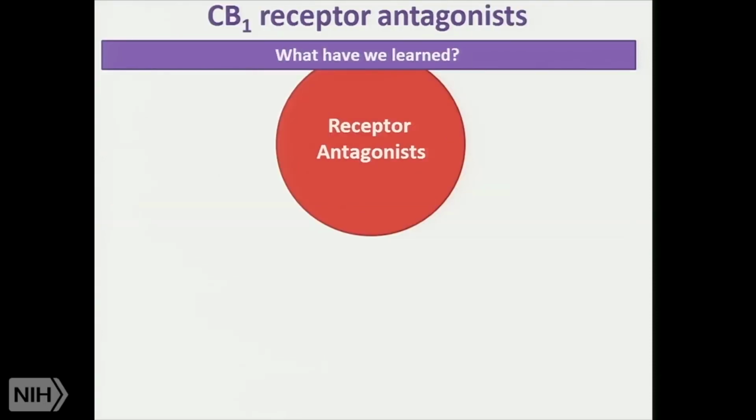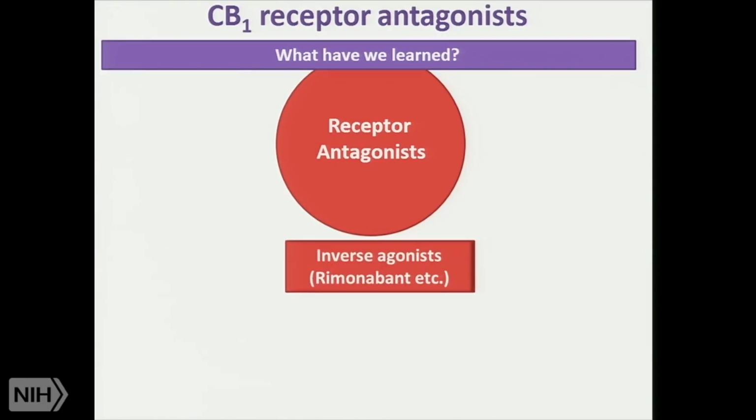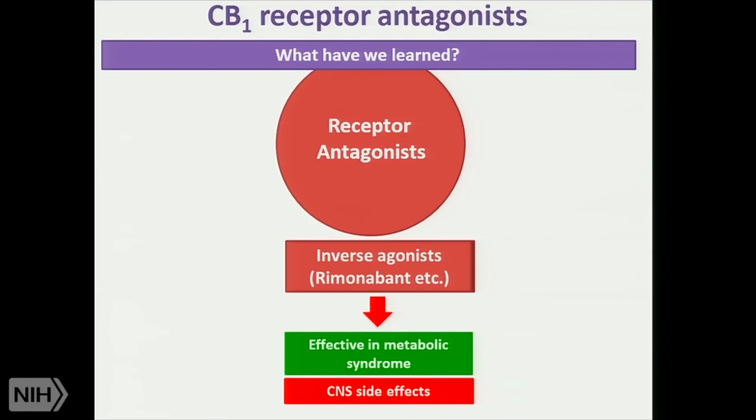So what have we learned by using these different compounds? Well, we have learned a lot, but I think there is still a lot to be learned. We have used inverse agonists in the clinic. They've been extensively studied in animal models and then in people, particularly for metabolic diseases, with obesity at the center of those diseases. We know that these compounds are effective in obesity. We know that they decrease body weight, they improve the overall metabolic panel, and they do so in a quite effective way.